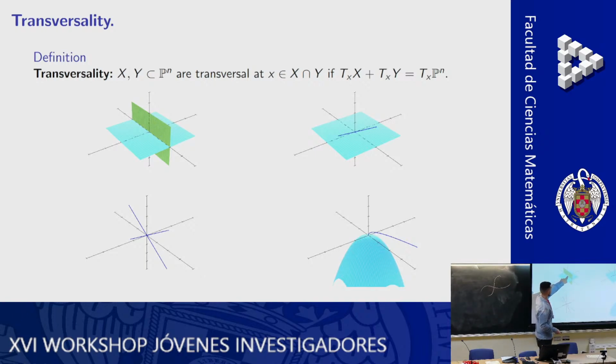So in this case, for example, we have that in the origin and all of these points, the tangent spaces sum up the ambient space, or better said, the tangent space to the ambient space. In this case too, because we have a plane and a line that are transversal. Not in this case. For example, you would say that this is transversality, but this is not, because the tangent spaces don't sum up the complete ambient space. And this is another example of transversality.